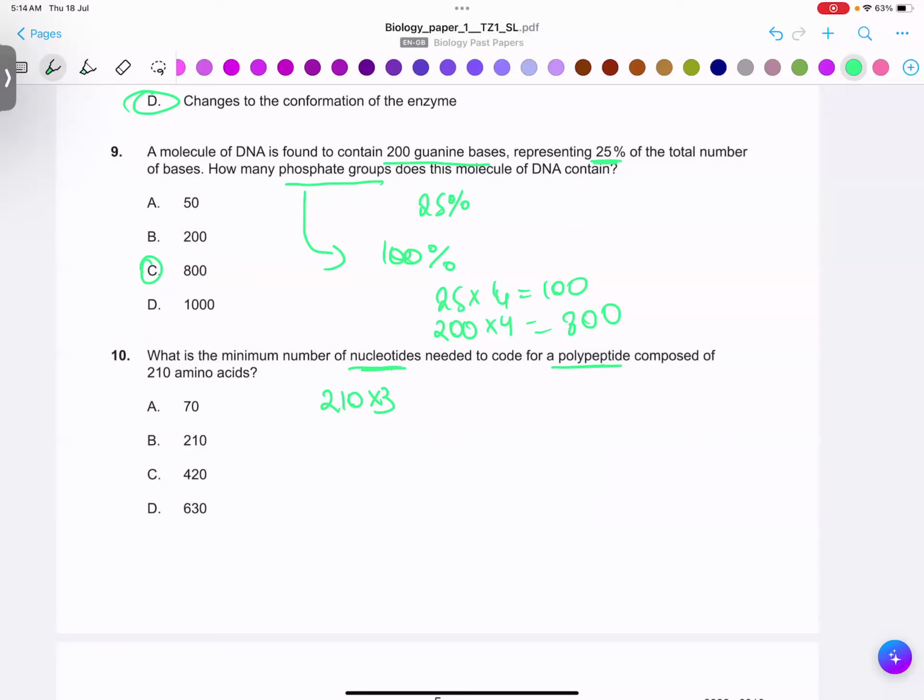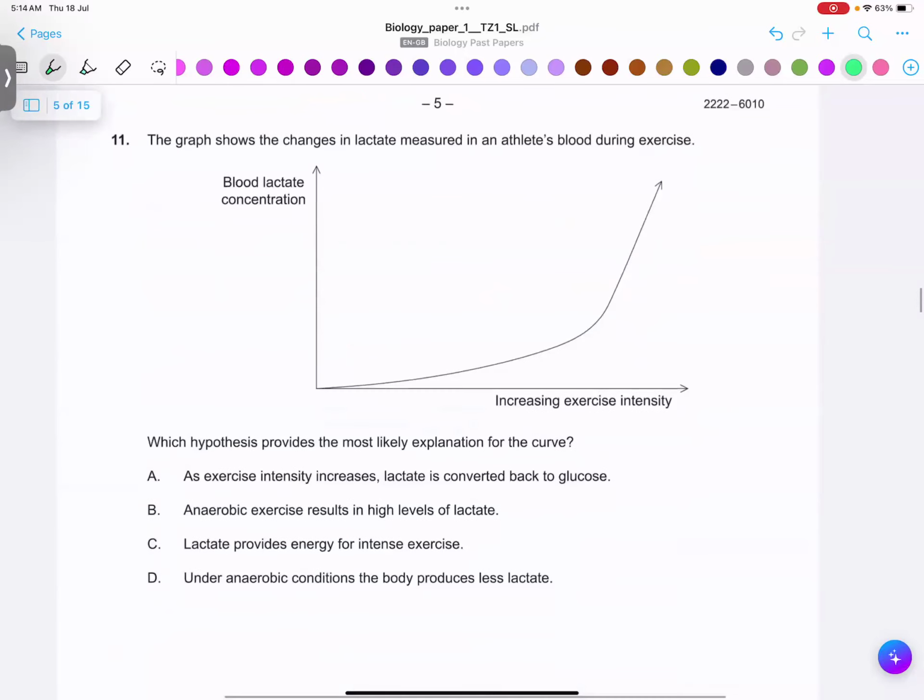So yeah, actually the answer is 630 because each one contains three, like I was saying. Okay. So that's why. 11. So this is a tricky question.